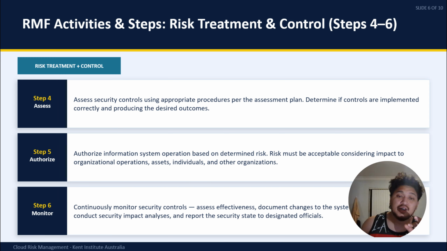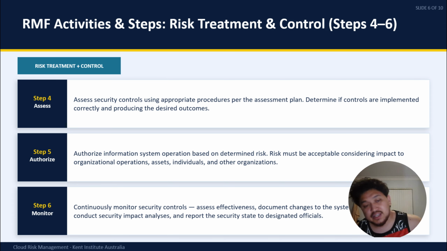Step 5 is authorize. Based on the assessment findings, a senior official makes a formal decision. Is the level of residual risk acceptable? This authorization considers the risk to organizational operations, assets, individuals, and even other organizations who may be affected.